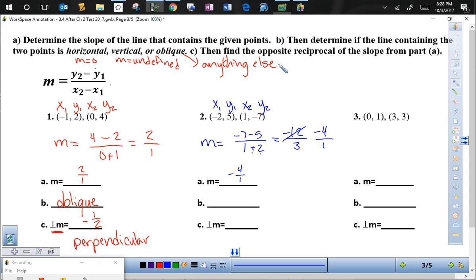Since that doesn't have a 0 in it, again, it's our anything else option. This is an oblique line. Last step here, the perpendicular slope, or the opposite reciprocal. We started out with a negative, so we need a positive, and then flip that fraction. 1 goes on the top, 4 goes on the bottom.